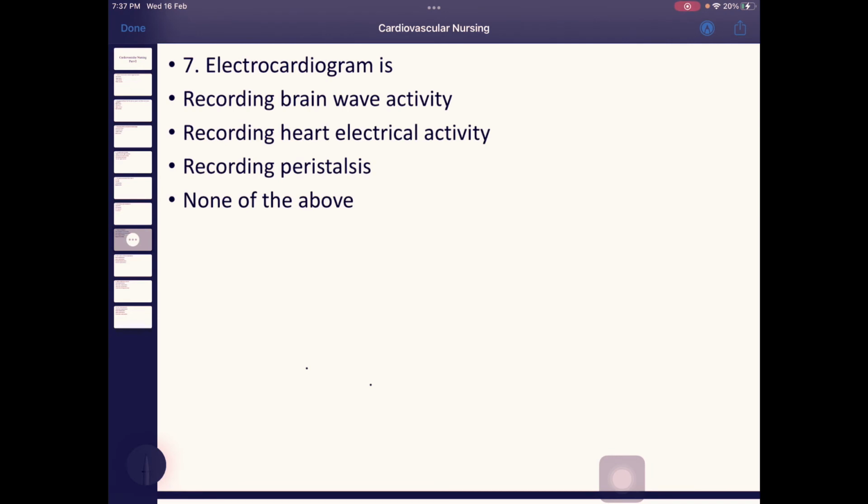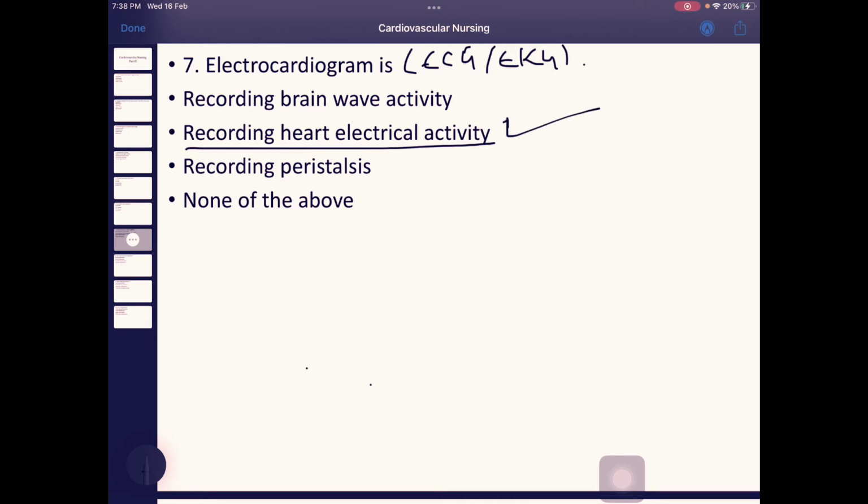Question number 7. Electrocardiogram is: option A, recording brain wave activity; option B, recording heart electrical activity; option C, recording peristalsis; option D, none of the above. So the electrocardiogram, in short, is called ECG, or sometimes written EKG. It is the recording of heart electrical activity. So the correct option is option B.